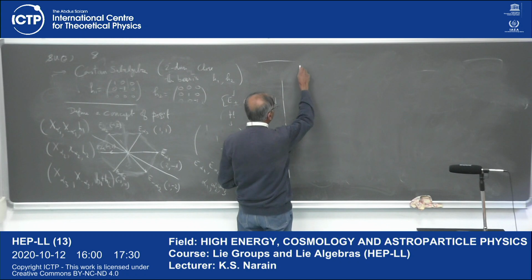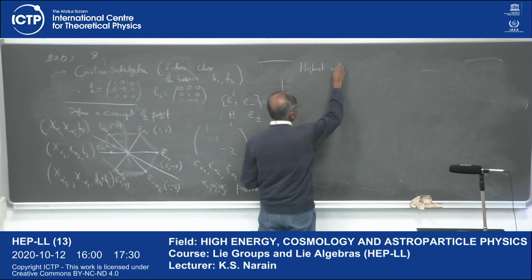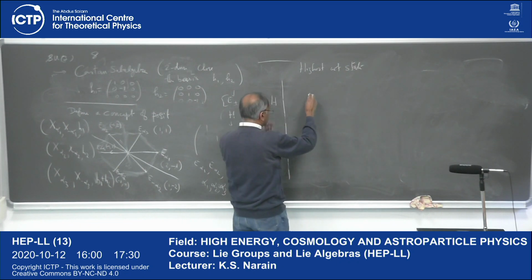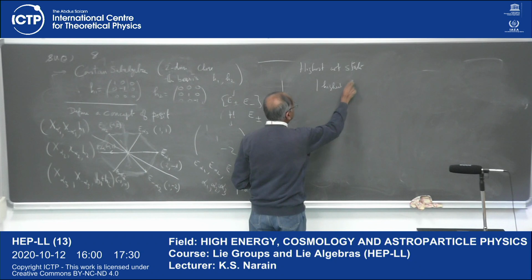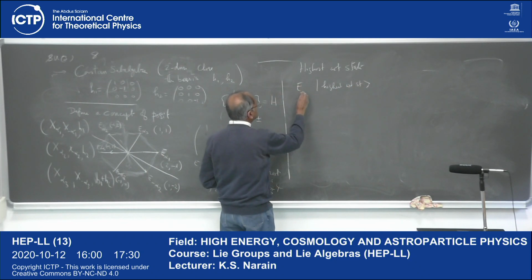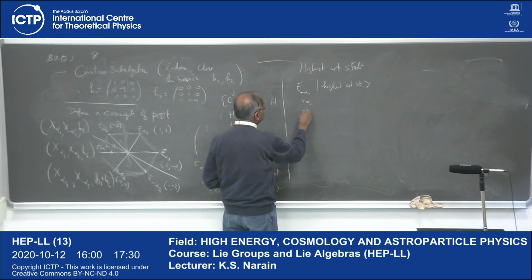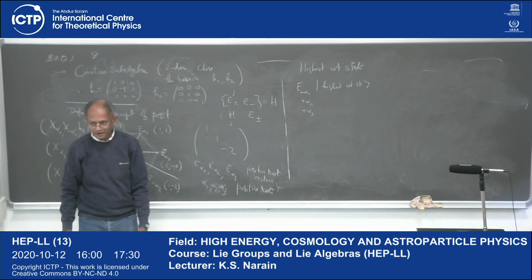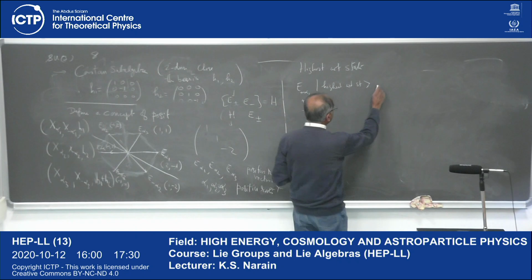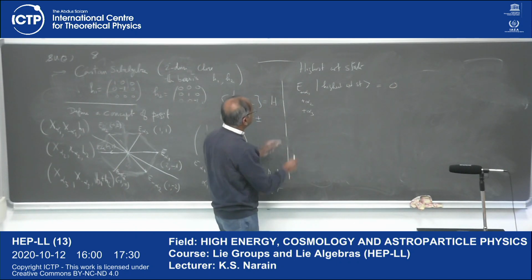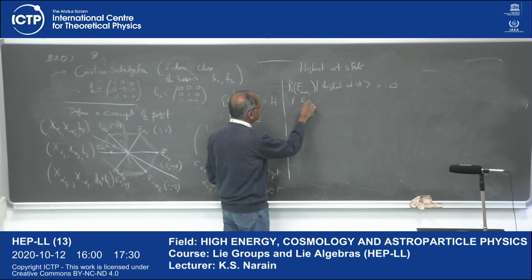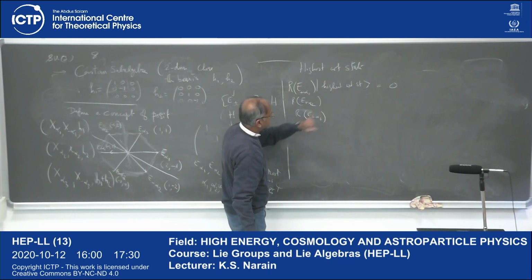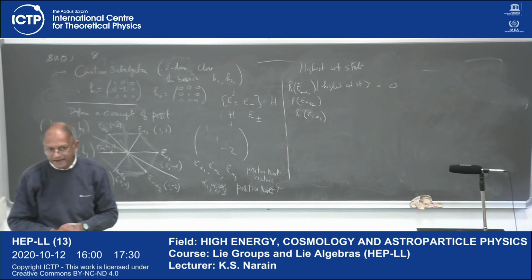So let's see. I will define now the highest weight state as something which is annihilated by E plus alpha 1 or E plus alpha 2 or E plus alpha 3. It is annihilated by all three. Any one of them acting on this gives you 0. Of course now I should be more careful and put here the representation. So all of these three operators acting on that simultaneously annihilate it. So this is the definition of the highest weight state.